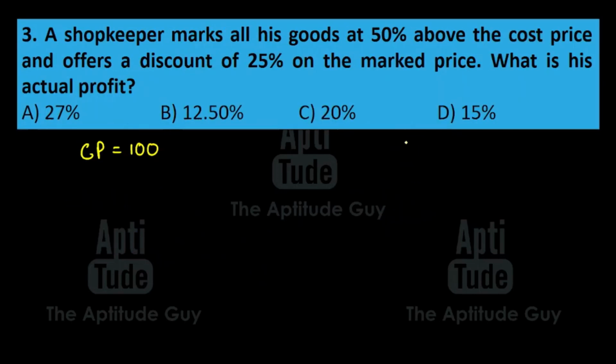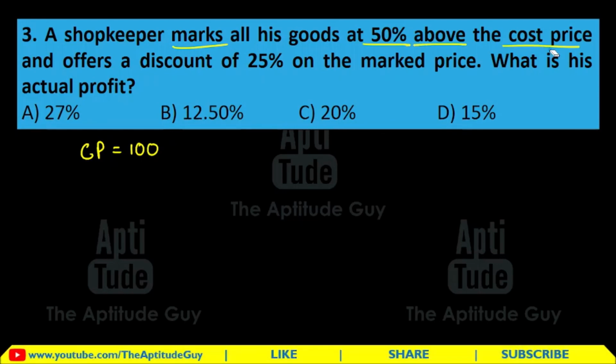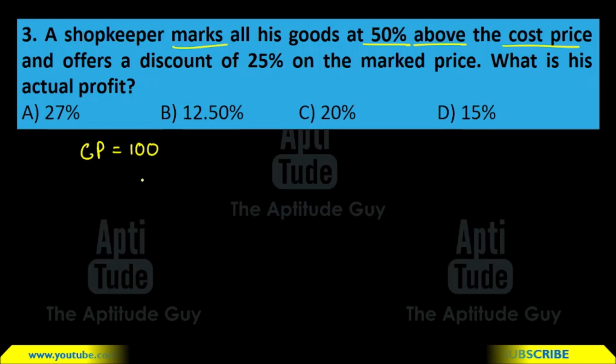In the third question, they have mentioned marks all his goods at 50% above the cost price. So here cost price is the reference. Hence I took cost price as 100. So make sure you read the entire question at least once and then see which data is the reference. Take that as 100 always.